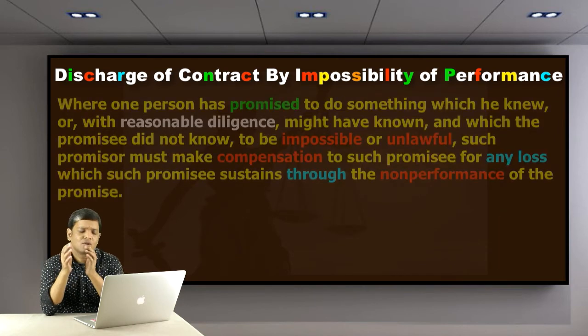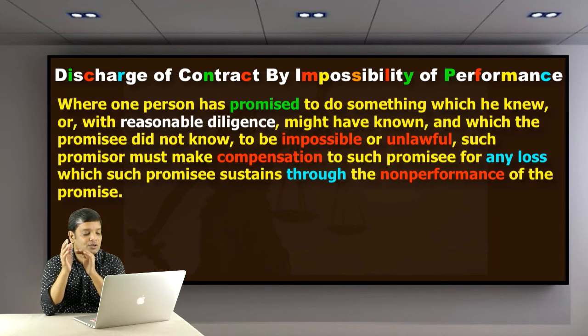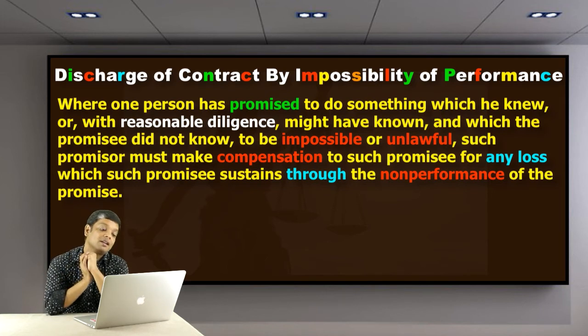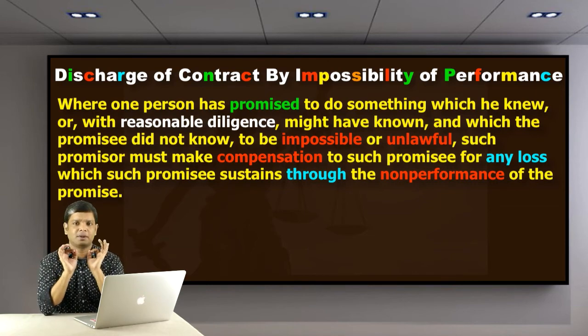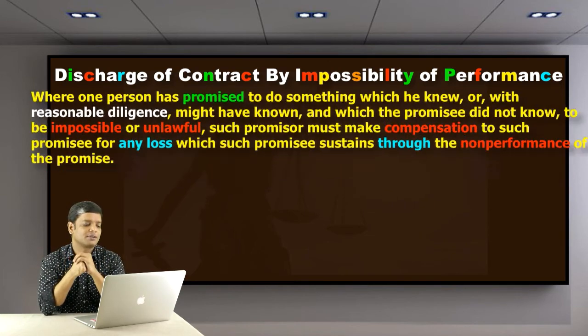Next point is where one person has promised to do something which he knew, or with reasonable diligence might have known, and which the promisee didn't know, to be impossible or unlawful. Such promisor must make compensation to such promisee for any loss which such promisee sustains through the non-performance of the promise. Well, this is again complicated but very simple. Believe me, this definition is very simple.